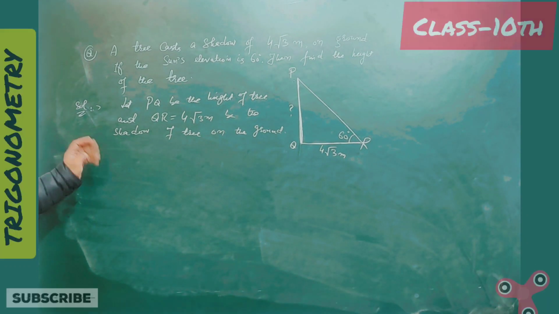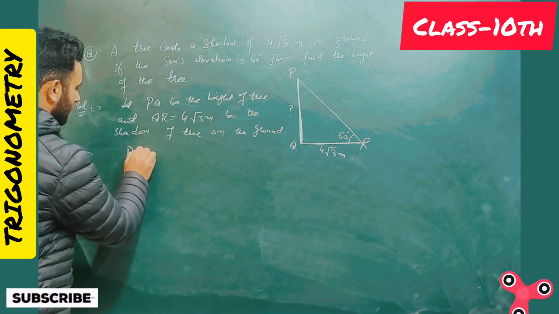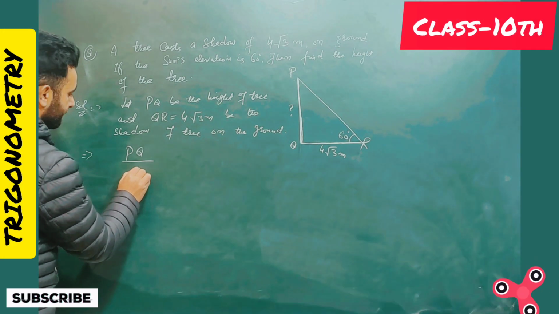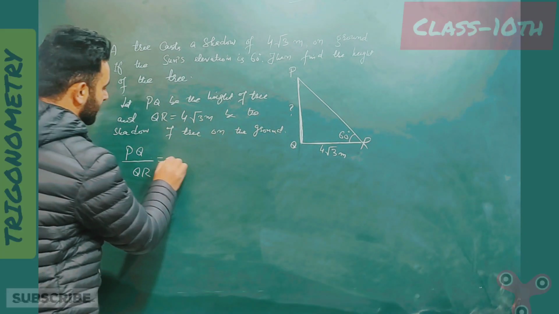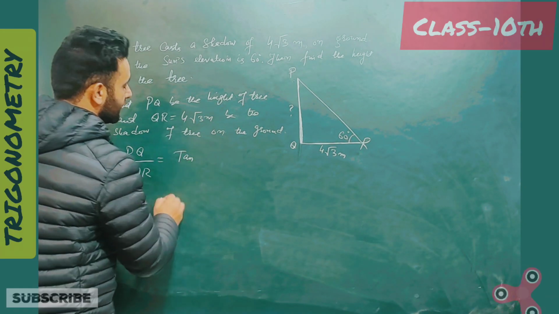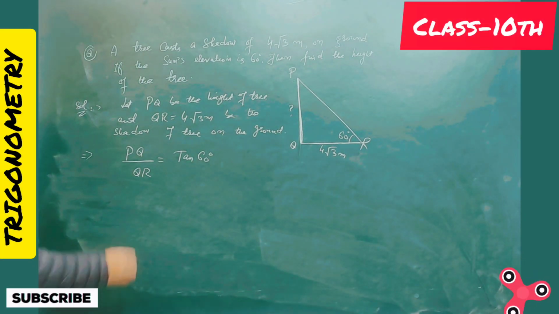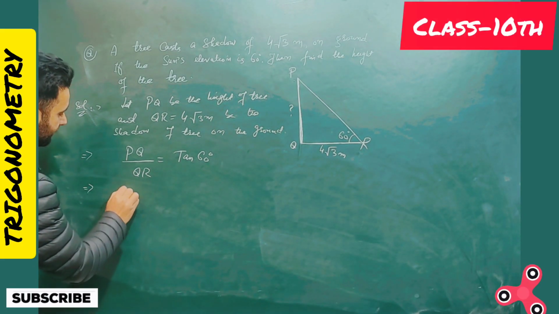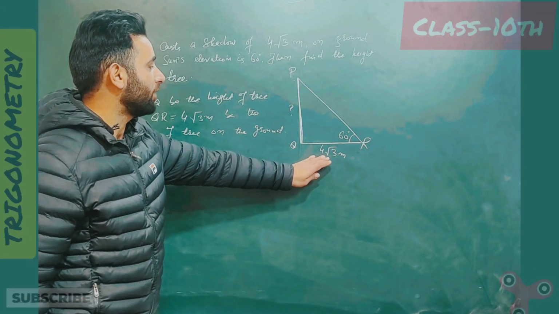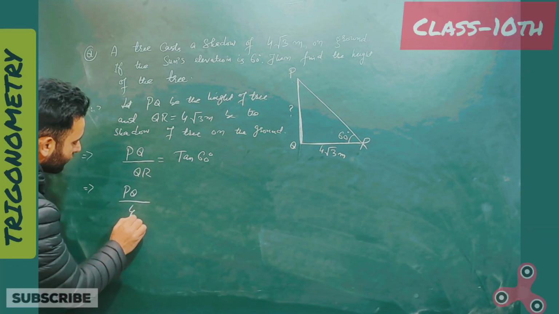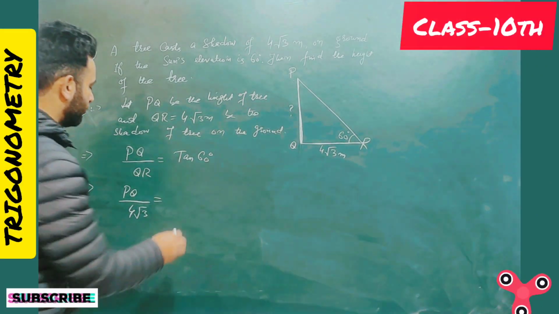Now we will apply here trigonometric ratios. So if you will check here, PQ divided by QR, perpendicular divided by base, we know that it is equal to tan of theta. Here theta is the angle that is equal to 60 degree. So you can write it as PQ divided by QR. Now we will put simply the values of QR here. The value of QR is 4√3 and tan of 60 degree, you know that its value is again √3.